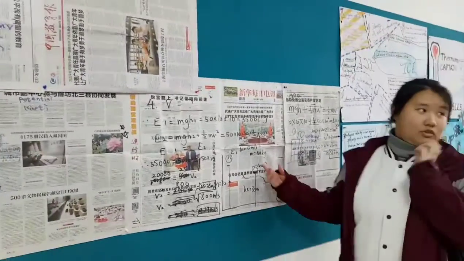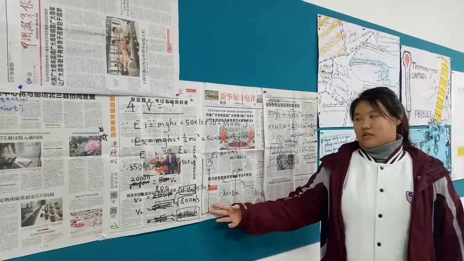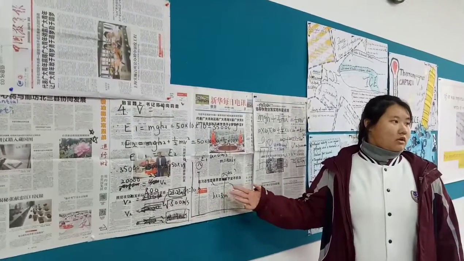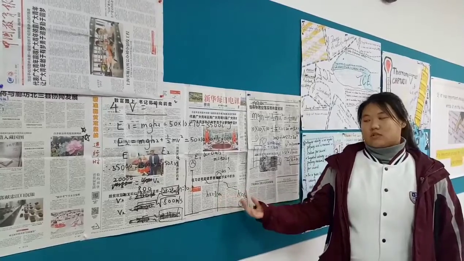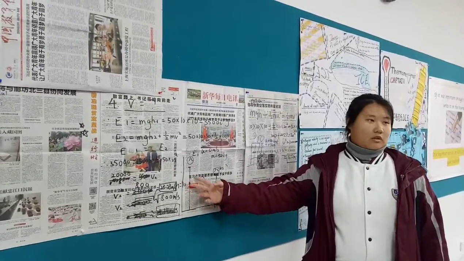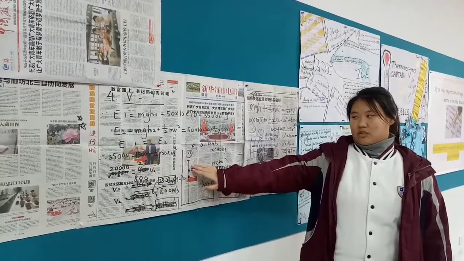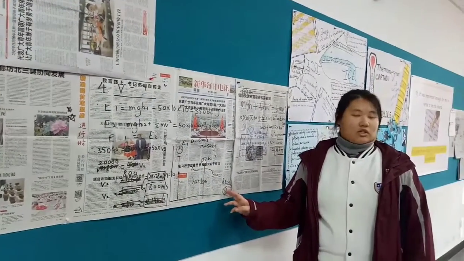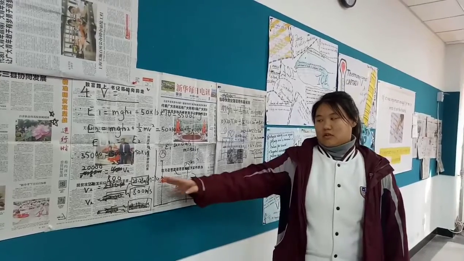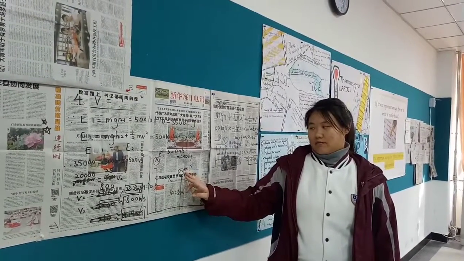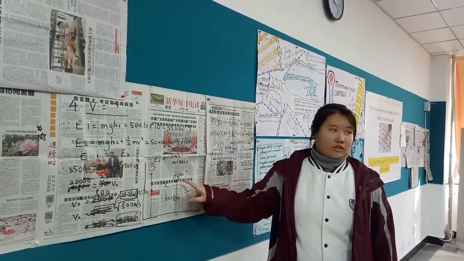So for question 4, first look at the diagram. The ball has energy E1 in position 1, energy in position 2, and energy in position 3. The question asks about the velocity in position 2.